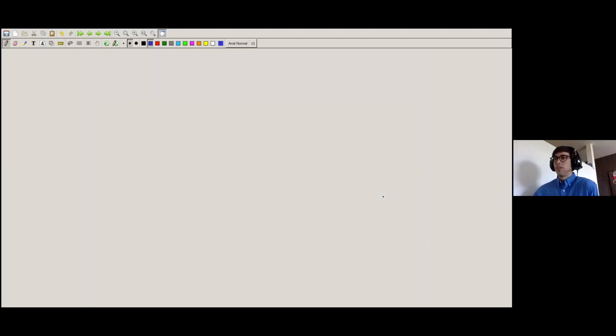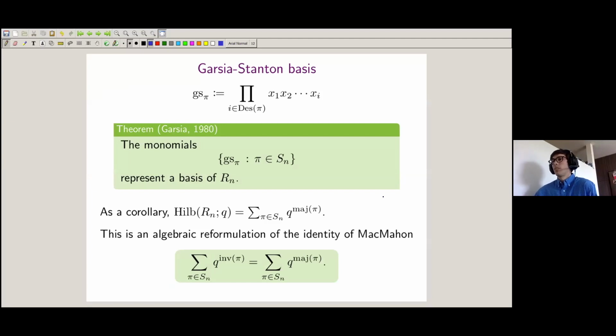So what does this mean for the Hilbert series? Theorem: Garsia in 1980 proved that this set of monomials, GS pi, does actually give you a basis of Rn. And then you can see what that means for the Hilbert series. The Hilbert series is really just the generating function over the degrees of the monomials in my basis, which, as we said on the last slide, is just q to the major index of pi.